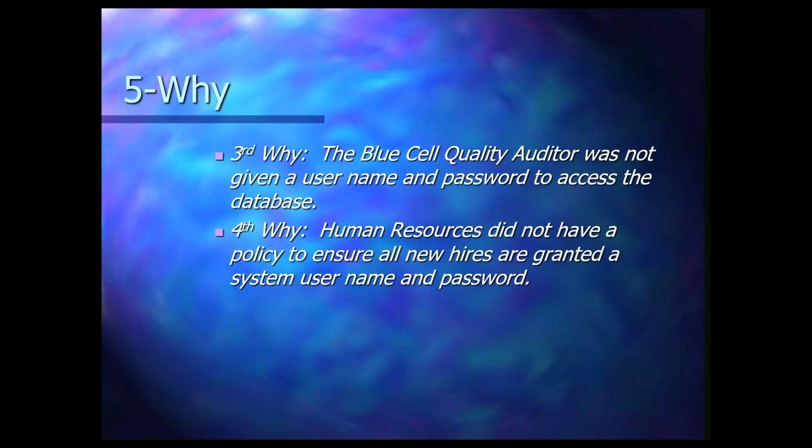The blue cell quality auditor was not given a username and password to access the database. How about that? And why was that the case? Because HR didn't have a policy to ensure that new hires were granted a system username and password. So rather than throwing this auditor under the bus and saying he's an idiot and he forgot, we get down to the real cause here, which is we don't have a policy for assigning access. Now we've got something systemic.